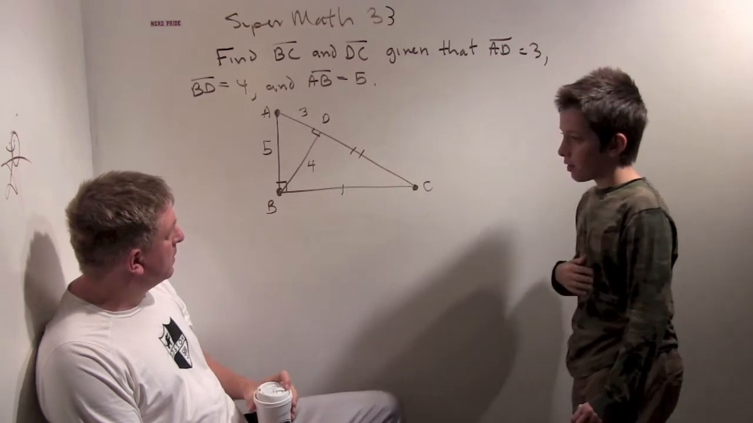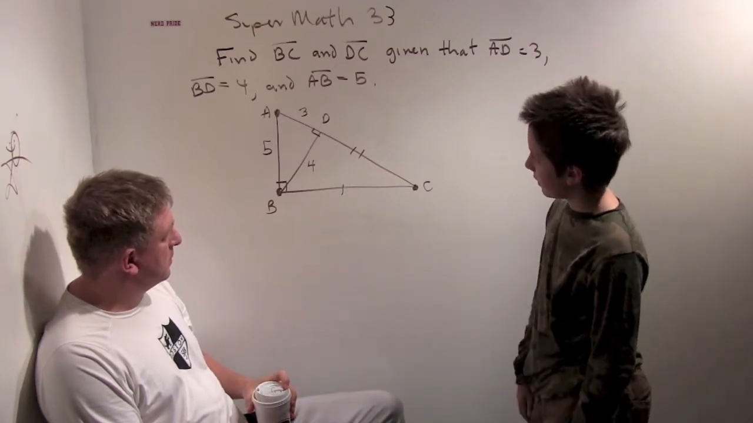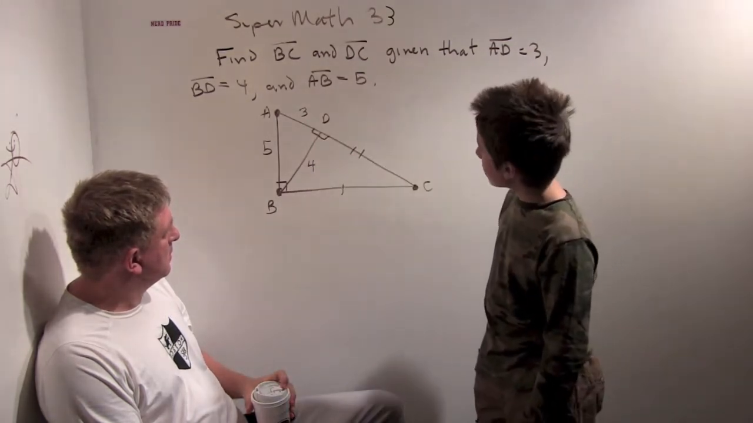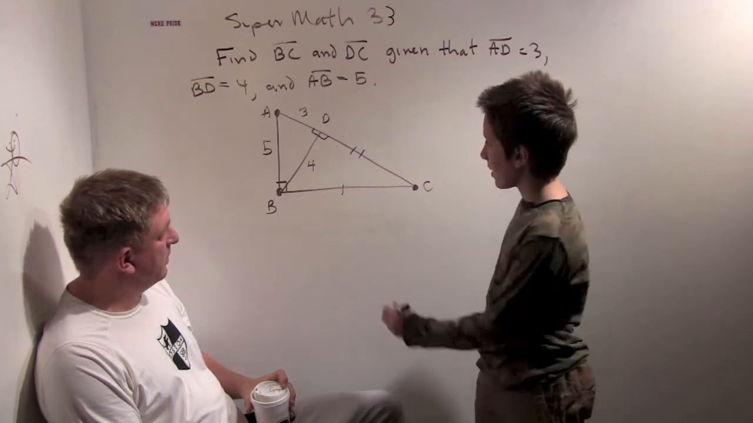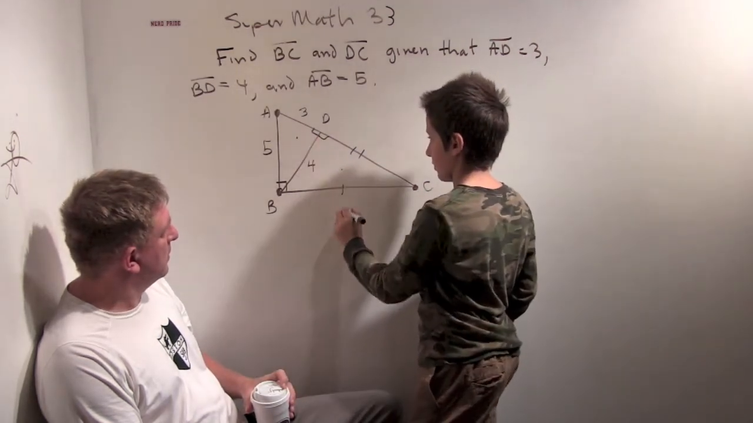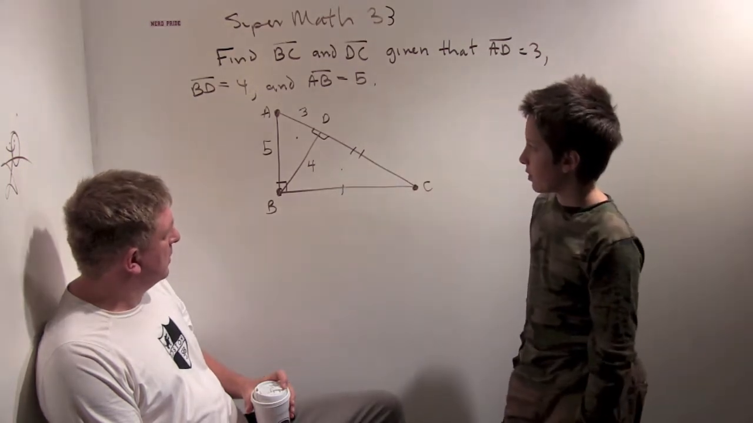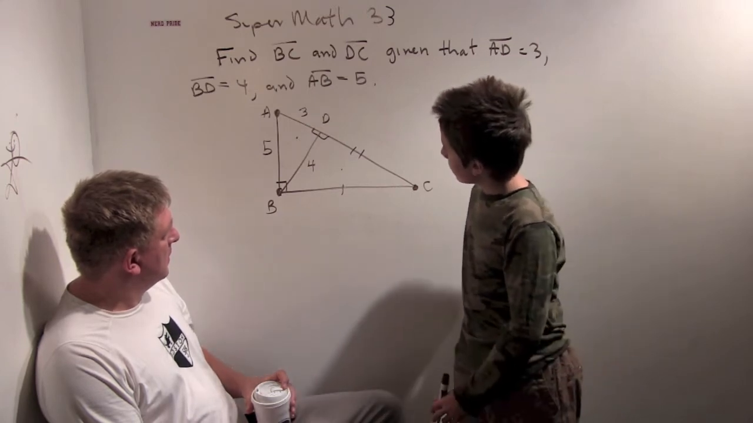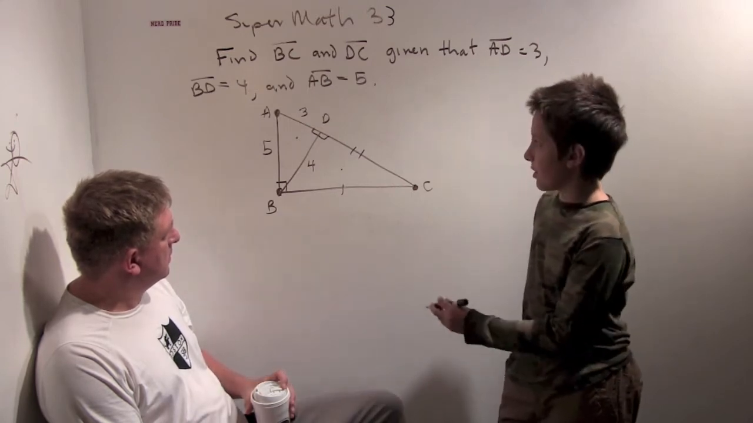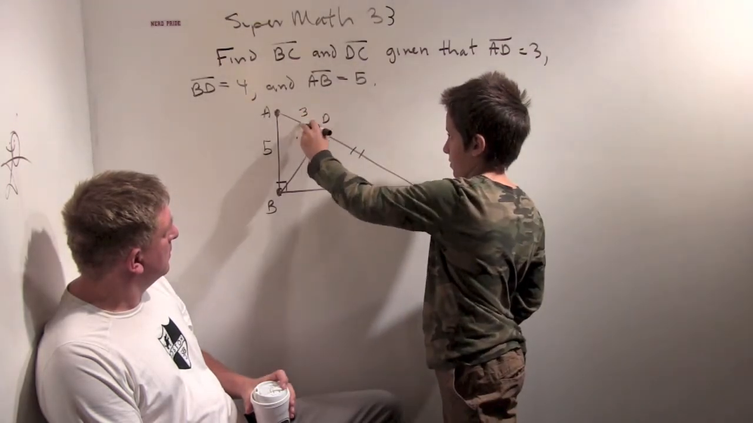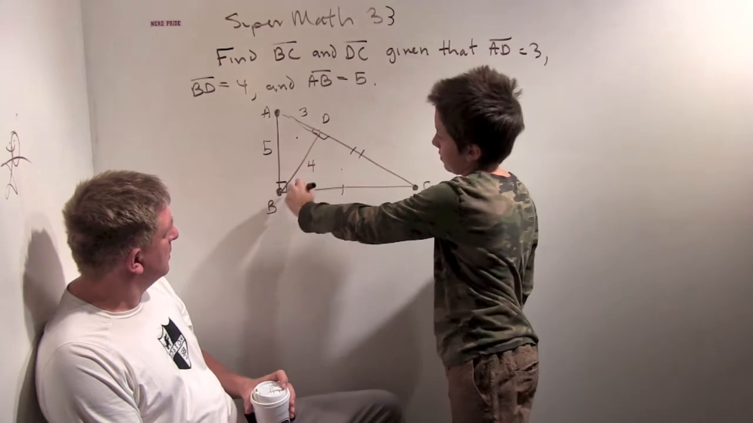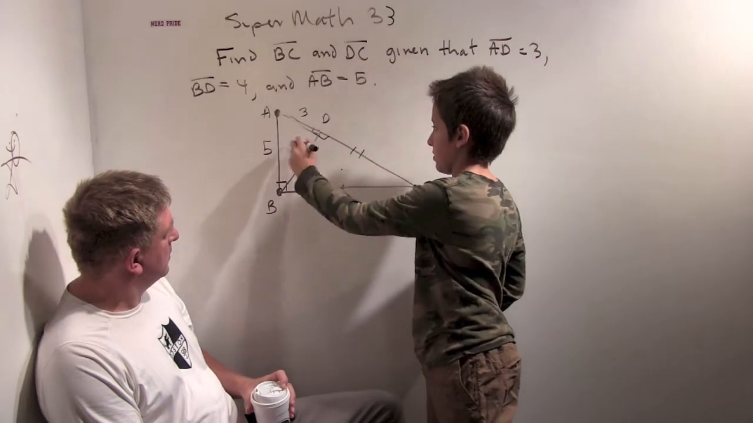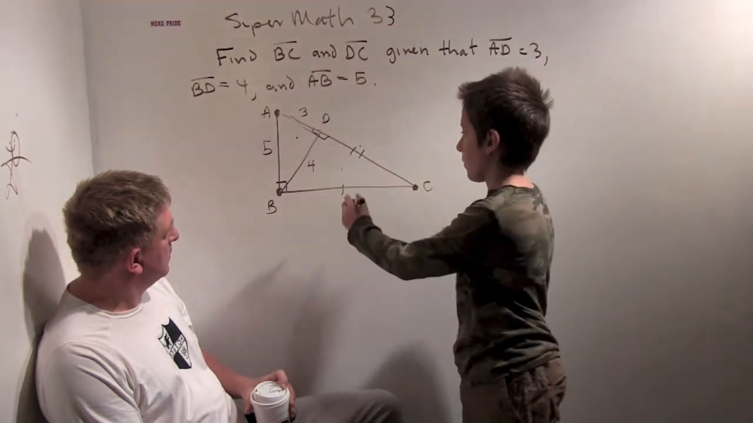Well, if they were similar, we can find where all these sides match up. Okay, if what was similar? If this triangle and this triangle are similar. Okay. So, it looks like the 3 would match up with the 4. This goes here. The 5 is the long side. And then the 4 would be this side.